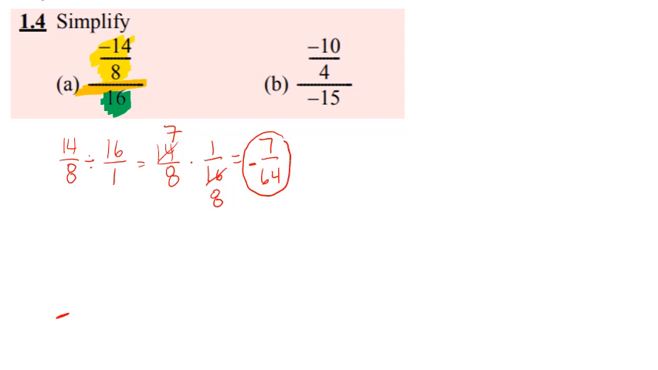Okay, the next one is a negative being divided by a negative, which is a positive. So I'm going to put a positive sign down here so I know the final answer is positive. I have 10 over 4 divided by 15 over 1. And then 10 over 4 multiplies 1 over 15. Reduced by 5, I got 2 and 3. And the 2 and 4 also reduces. Almost forgot that one. And this will be 1 over 6.